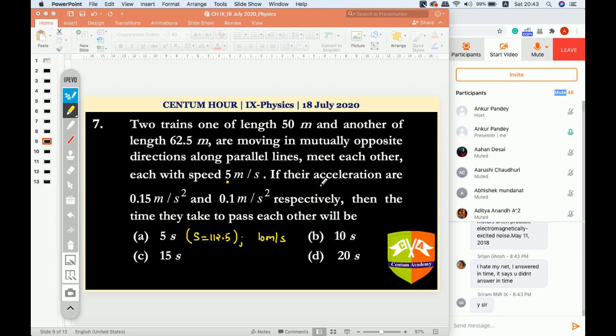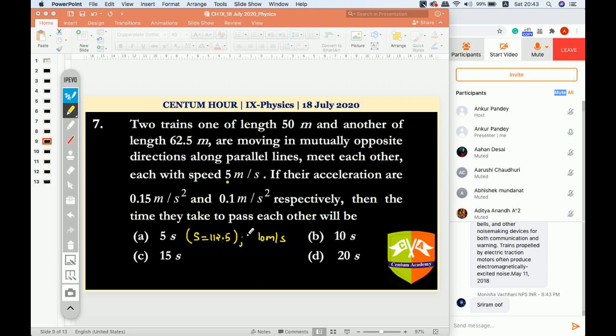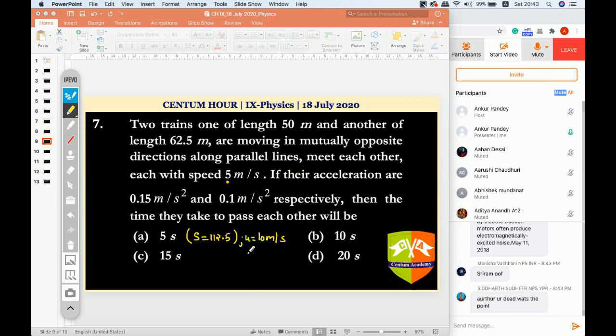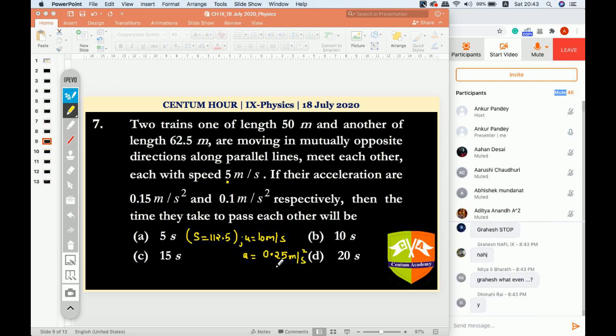Good. If their accelerations are given, as they are moving in opposite directions, even their accelerations will get added. So this is the initial velocity. Their accelerations are 10, 15, 0.25 meter per second square. Yes or no. So can you please repeat?